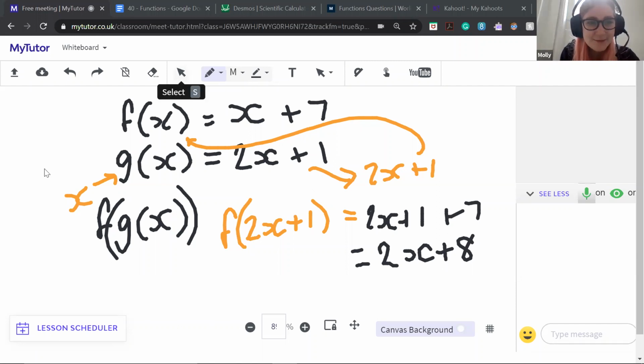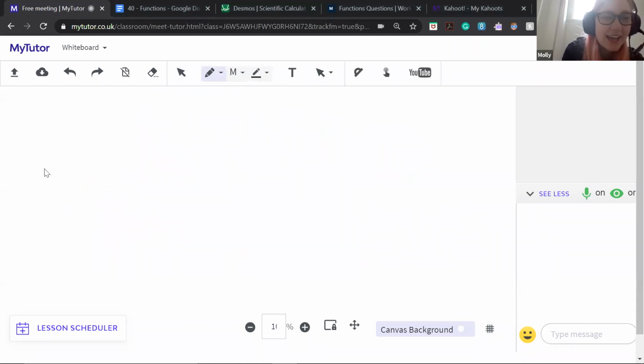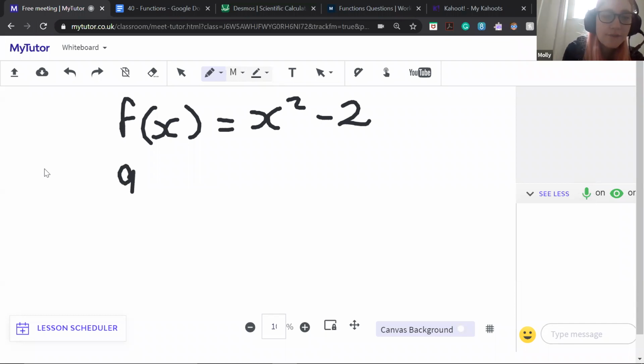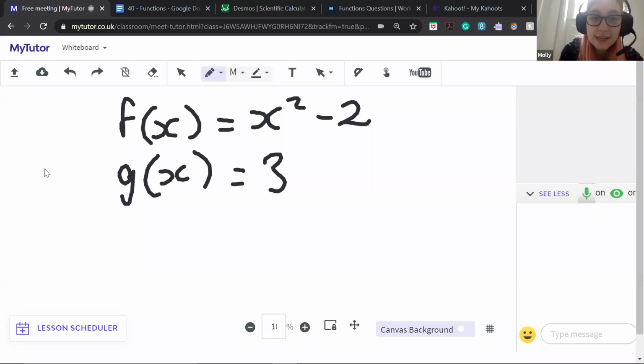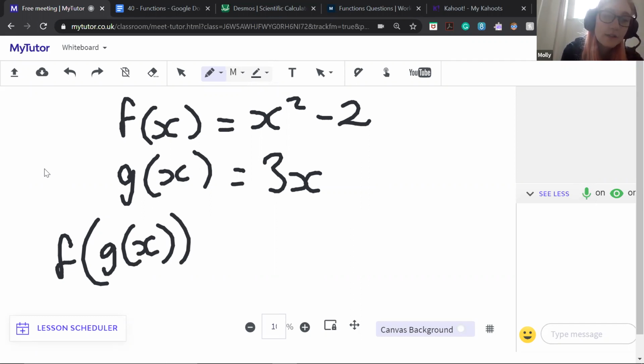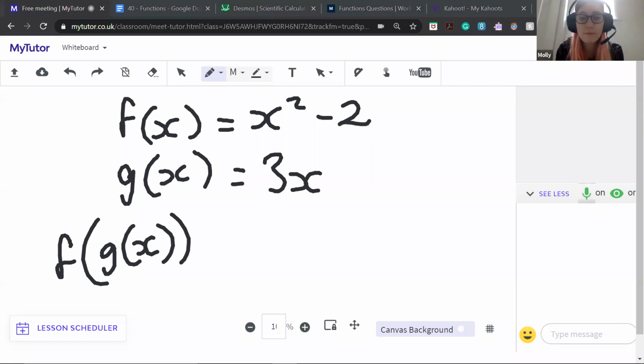So let's say we've got f of x is x squared minus 2. Oh, sorry, f of x. Gosh. f of x is x squared minus 2. g of x is, let's just say g of x is 3x. So we want to find what f of g of x is. So I'll let you guys just look at that in a moment. Either answer it if you think you already know how to do it.